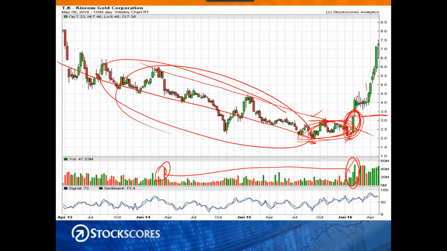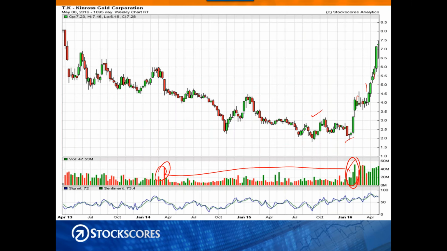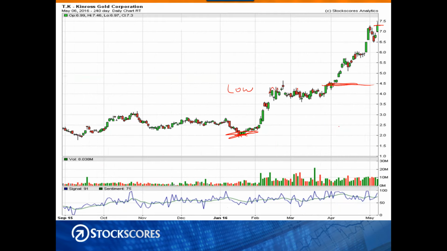So going back to Kinross, the longer term time frame is the weekly chart. Okay, this is a weekly chart going back 3 years. At the start of February, it told me that this stock was likely to go higher. So the longer term time frame was telling me what to do: buy Kinross. But if I go to the shorter term time frame, I can pick the specific day to buy Kinross, which was right here when this line of resistance was broken.